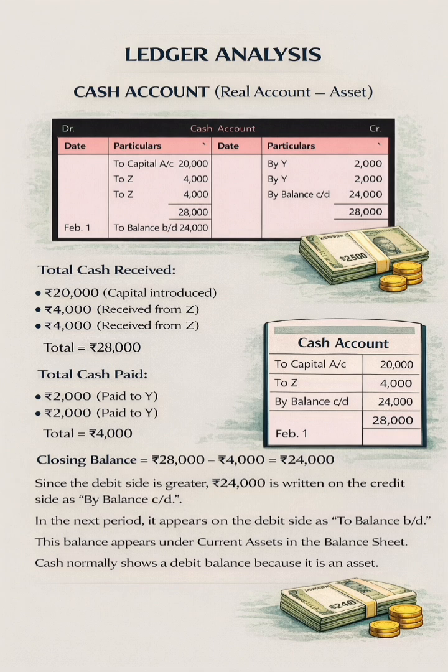Since the debit side is greater, 24,000 rupees is written on the credit side as by balance carried down. In the next period, it appears on the debit side as to balance brought down. This balance appears under current assets in the balance sheet. Cash normally shows a debit balance because it is an asset.